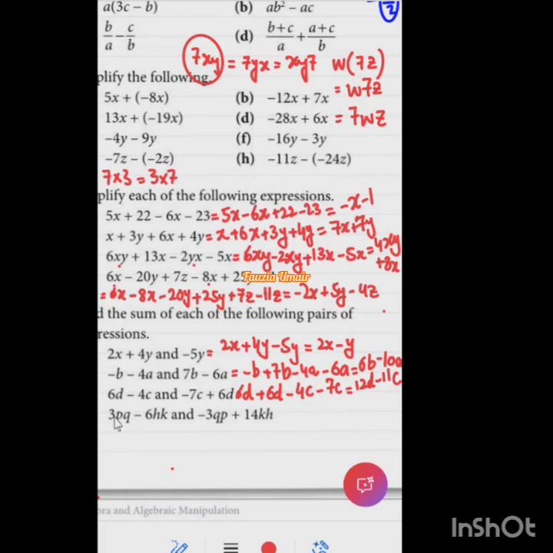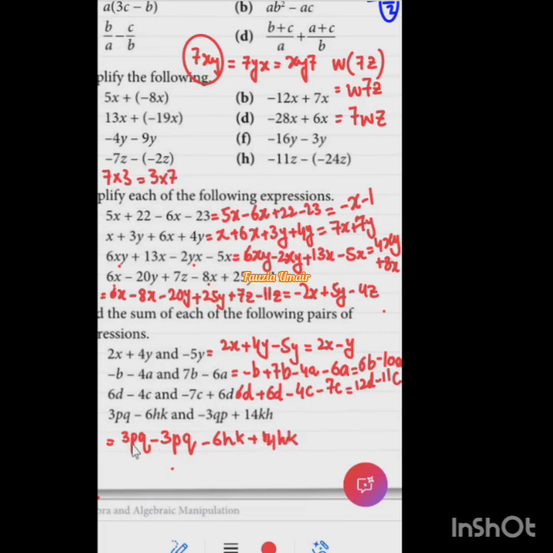So now this one: 3pq minus 6hk. And just to confuse you, they have changed the order, written opposite: minus 3qp plus 14kh. So we need to write the like terms together. So 3pq and minus 3pq, right? Then minus 6hk plus 14hk. Yes, hk, right?